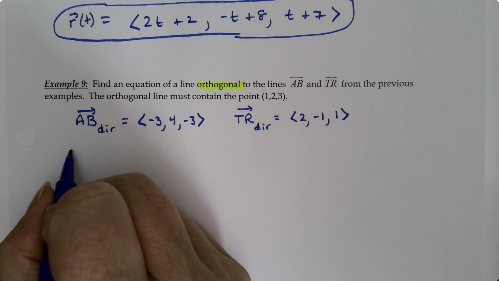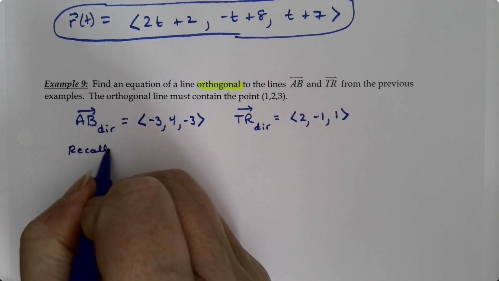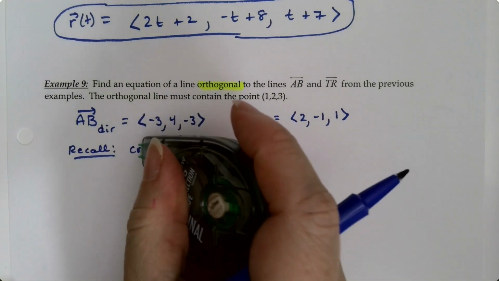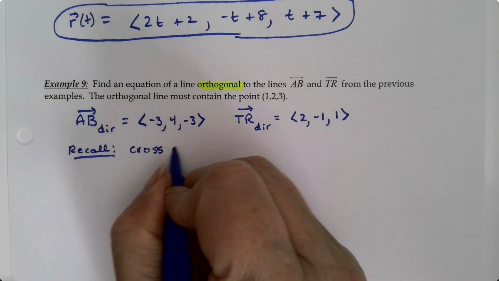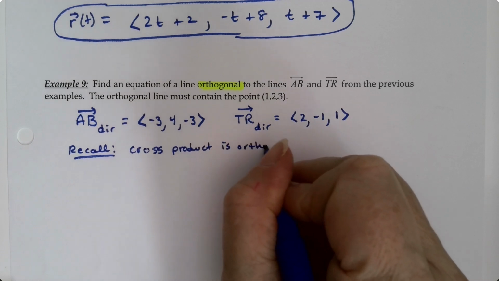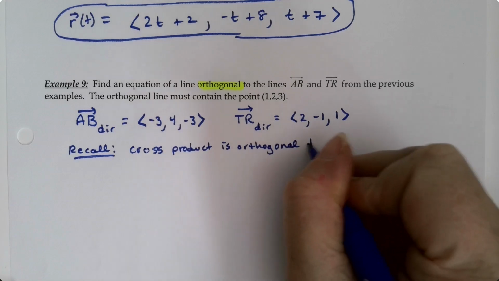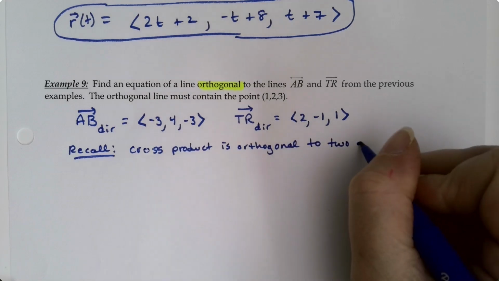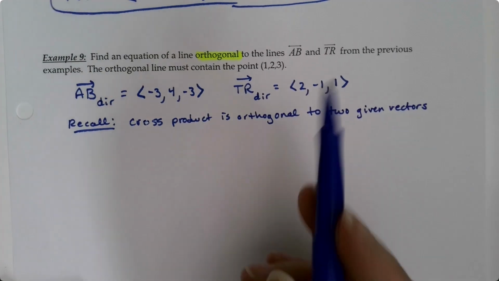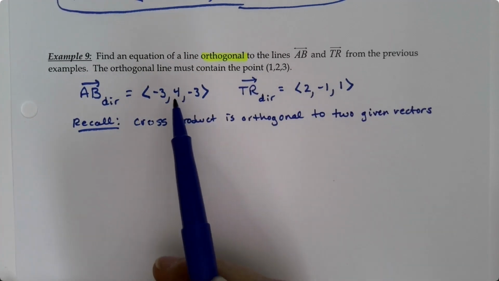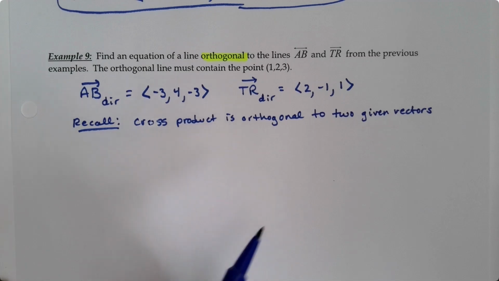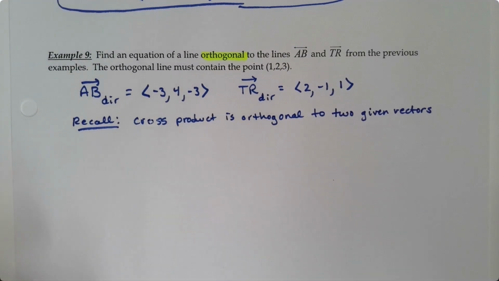So recall, I'm just going to put a little note in here. The cross product is always orthogonal to two distinct vectors. I say distinct because, of course, the cross product doesn't work if this vector was a multiple of that vector, then it wouldn't work, right? But that's not the case here, so we're fine. If they're really the same vector, that doesn't really help. But other than that, we would be fine.